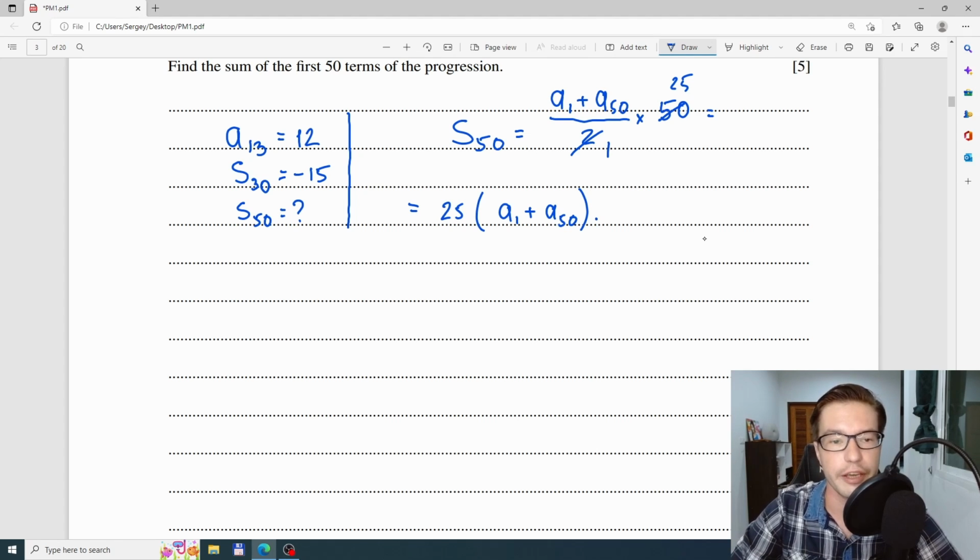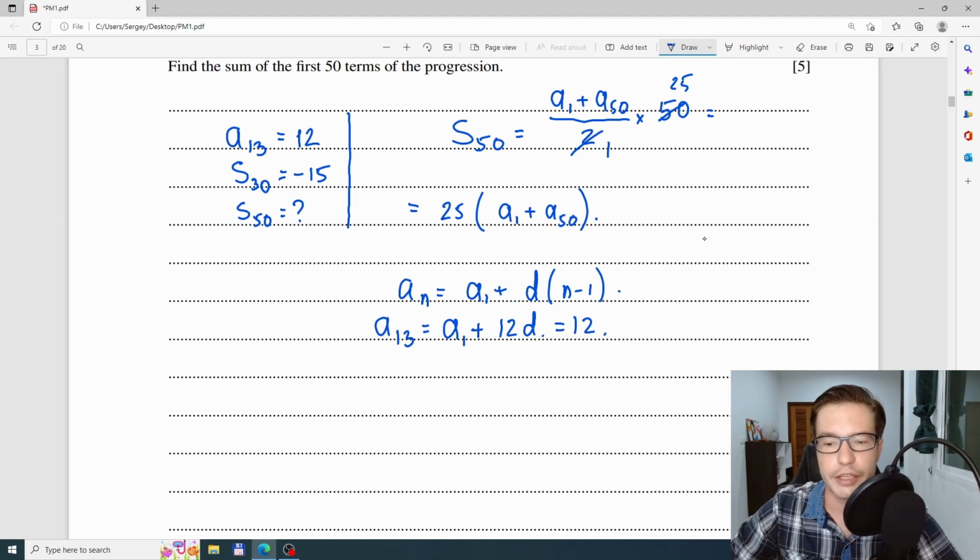Okay, we don't know A1 and we don't know A50. However, we know that A13 equals 12. So let's write down the formula for the nth term of the progression. An equals A1 plus d times n minus 1. A13 equals the first term, A1, plus, we don't know the difference, but n equals 13 minus 1, which is 12, times d. And that should be equal to 12. So that's our first equation for A1 and d.